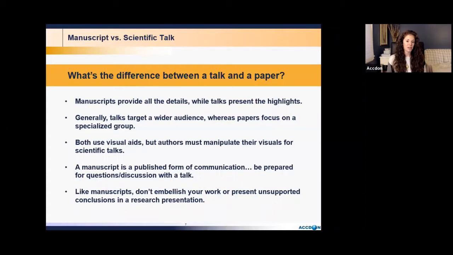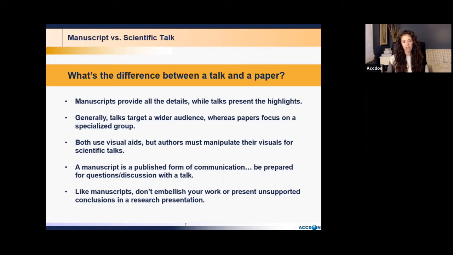Importantly, manuscripts provide all or most of the details of your research, and talks really only present the highlights or one core message. Generally, talks also target a much wider audience, and as such, they need a broader context than you probably provide in the introduction of your paper. Papers often target a more specialized group, people that are directly within your discipline or field. An exception to this is, of course, a review paper.